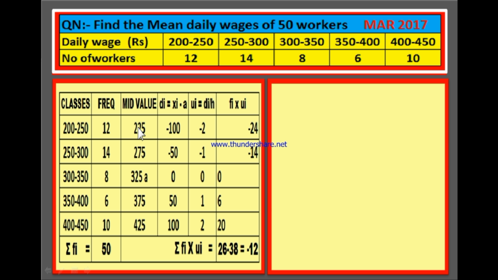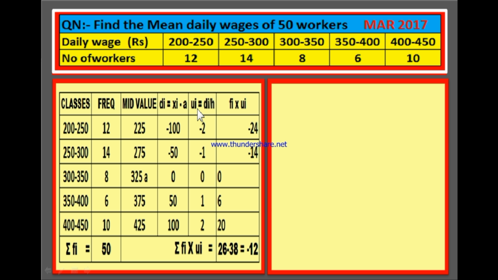Therefore, the h is not the difference between lower and upper boundary. It is always the difference between any two successive lower boundaries or any two successive upper boundaries or any two successive mid values. Understood? Please keep in mind. Okay. Now we got h is 50.